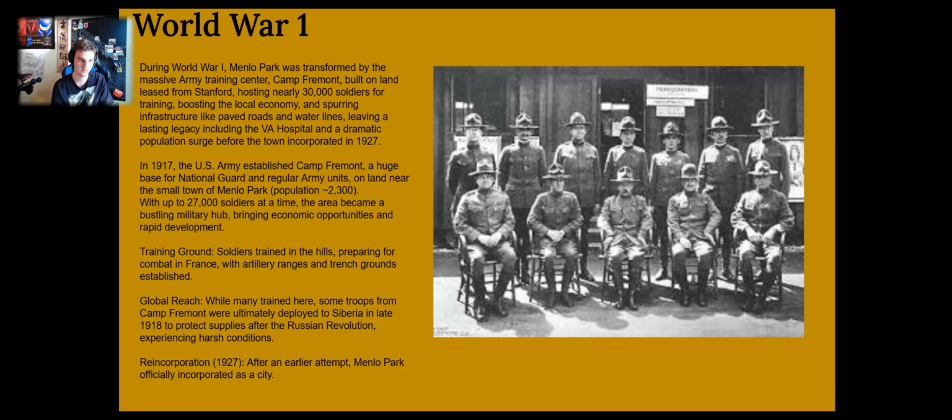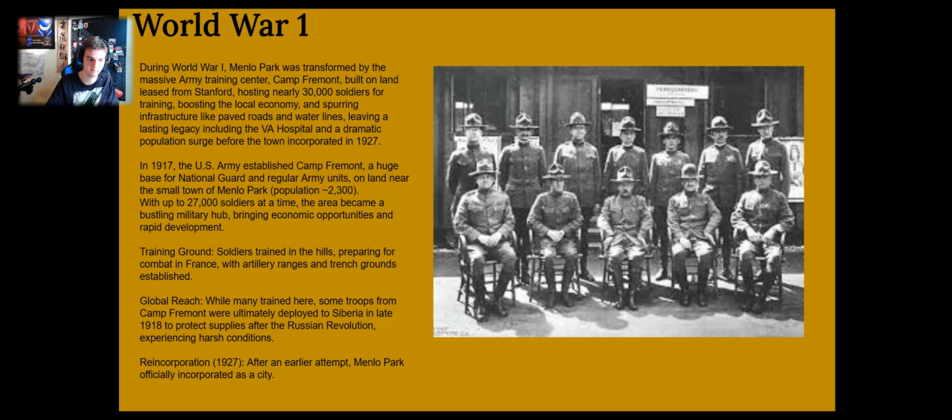At the training ground, the soldiers trained in the hills, preparing for combat in France, with artillery ranges and trench grounds established, along with line infantry and ground tactics and maneuvers, canteens, baggage, and other supplies. And also the global reach, where many trained there.